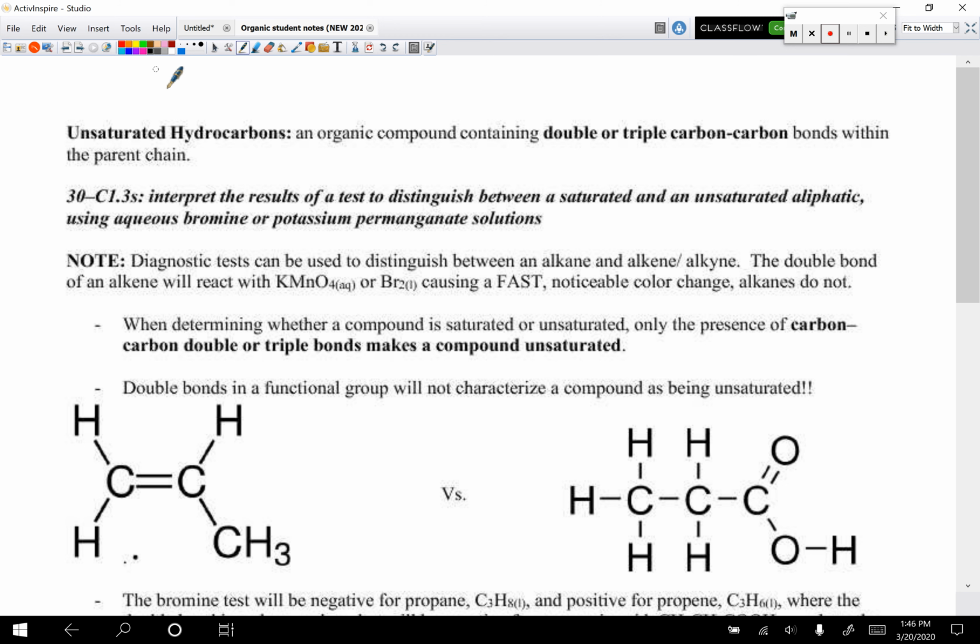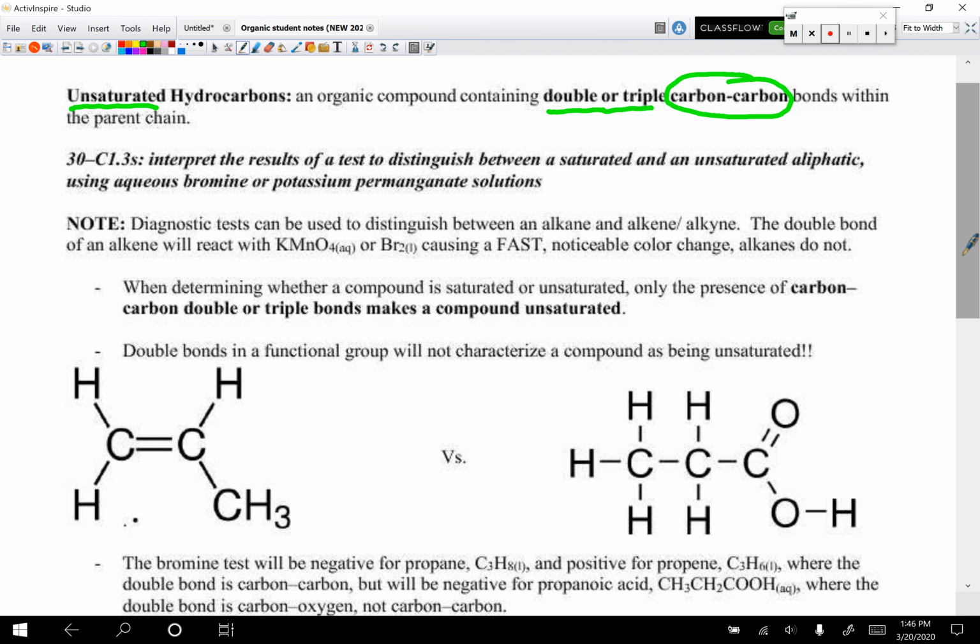So what we have right here is with these double and triple bonds, these are given a very specific name. It's called unsaturated hydrocarbons. And the definition is just an organic compound containing a double or a triple carbon-to-carbon bond. Keyword here is carbon-to-carbon bond. So you need to see that double bond in between 2 carbons or that triple bond in between 2 carbons. Now there is a diagnostic test that you can do for this. And that is you react either potassium permanganate or bromine. So if you dump a little bit of this in there, you're going to get a fast, noticeable color change. Alkanes do not have this fast, noticeable color change. Alkanes can produce a color change, which we'll get into in a minute, but it is not fast. Keyword.